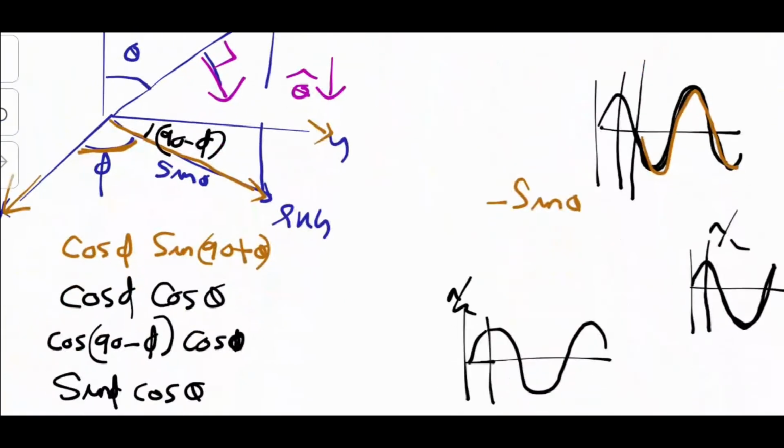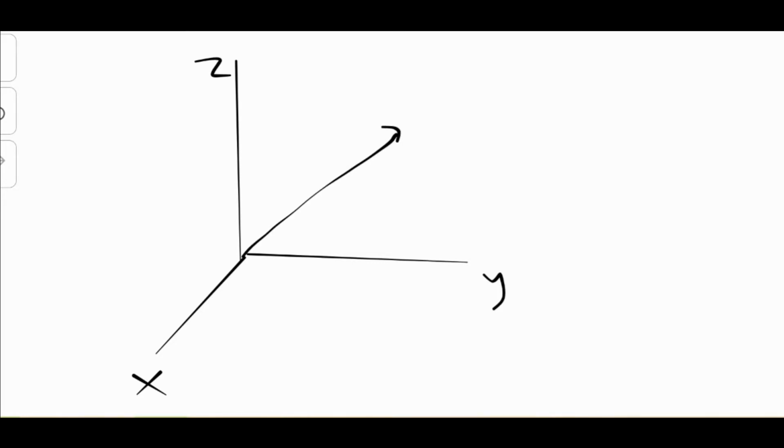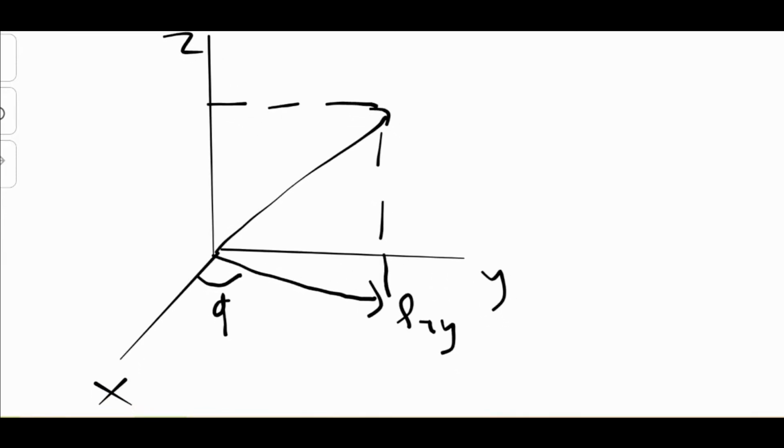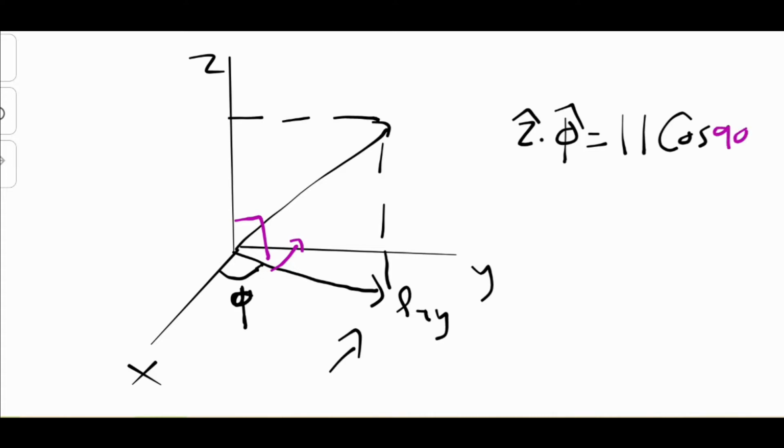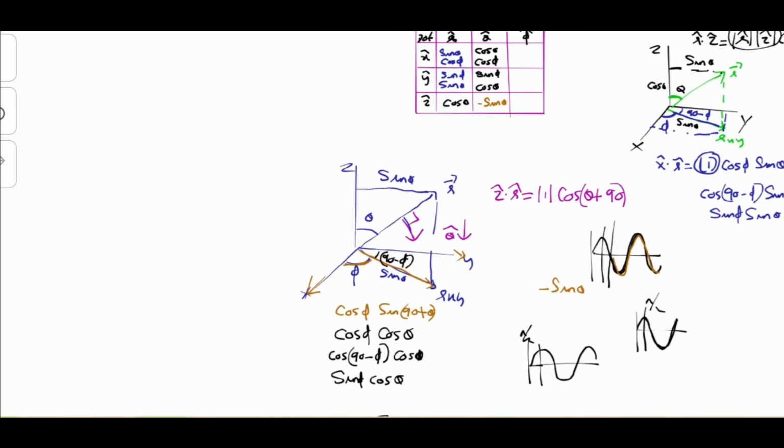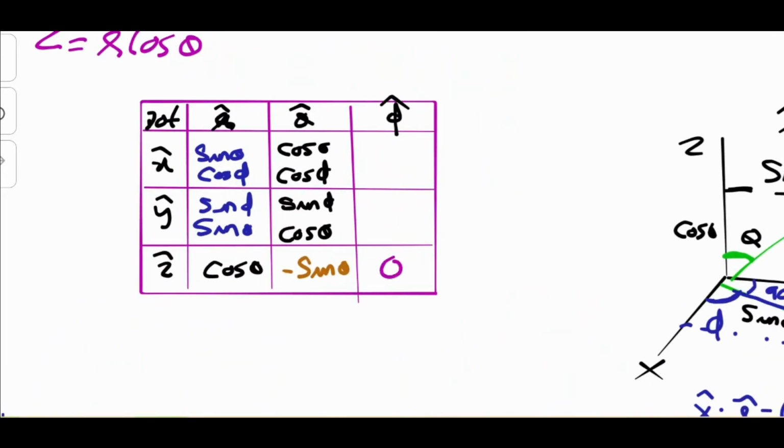Now let's look at the phi cap. To consider our phi cap direction, let's reconstruct our vector space. We have a vector, and on the xy plane we have the image of our vector, and we know the angle phi. Considering the z axis, z dot phi cap will be the magnitude times cos of the angle. The phi cap is in that direction, into the board here, so it is perpendicular, the angle is 90 degrees, and cos 90 is 0. So z cap dot phi cap will be 0.